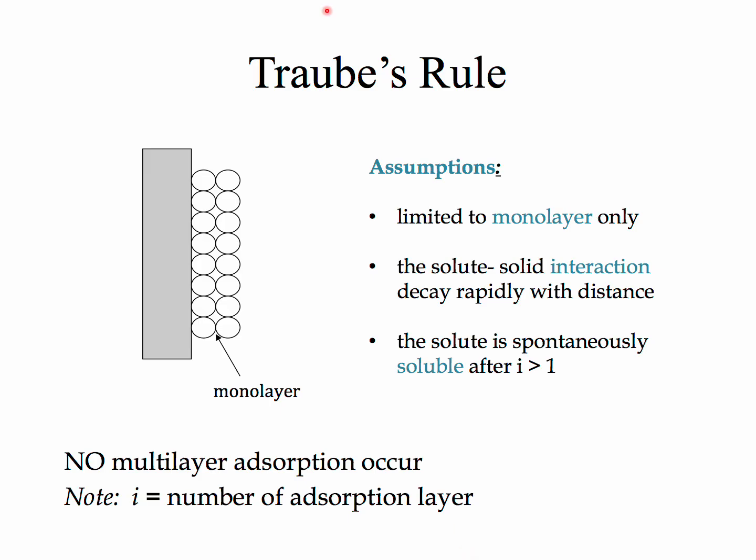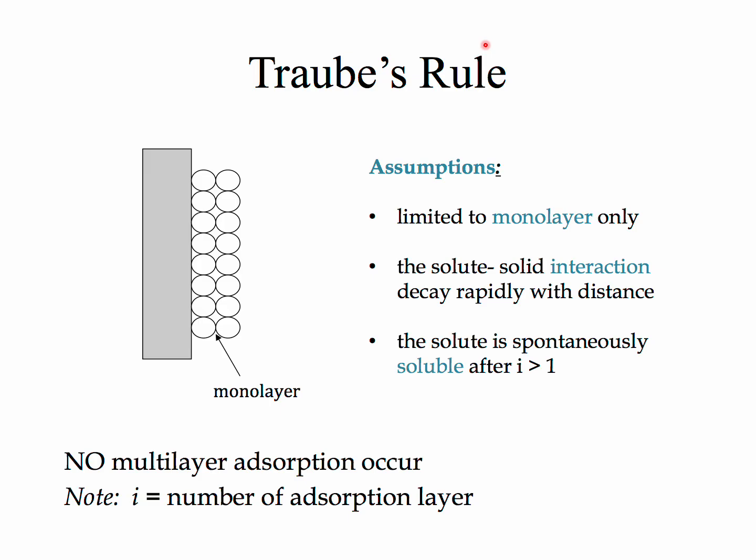Alright, this slide explains the assumptions behind Thorpe's rules. The first assumption is that absorption is limited to a monolayer only. This means that only a single layer of molecules can form on the surface and no additional layer will build up on top of it. There is no multi-layer absorption.